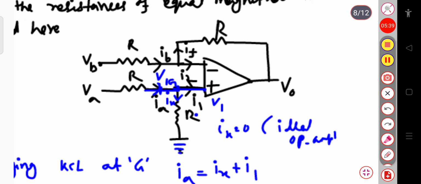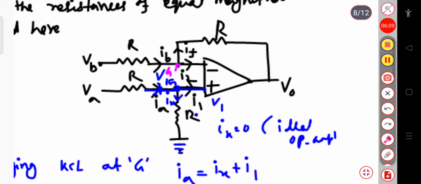Similarly, if I apply Kirchhoff's current law at this point, let me take another color. Consider this point to be G prime. At this point, applying Kirchhoff's current law, you can see IB equals IF plus this current, which is I2. So IB equals IF plus I2.